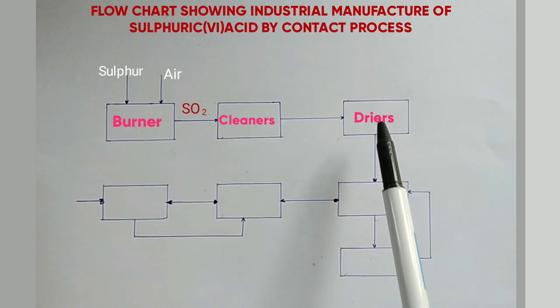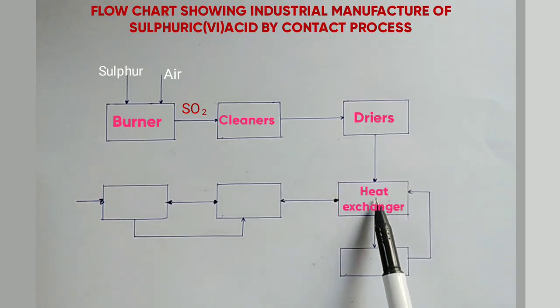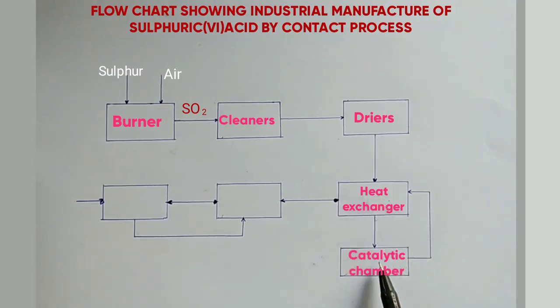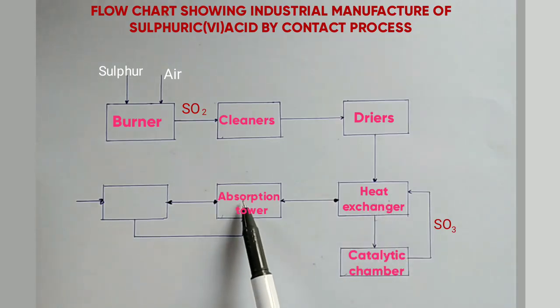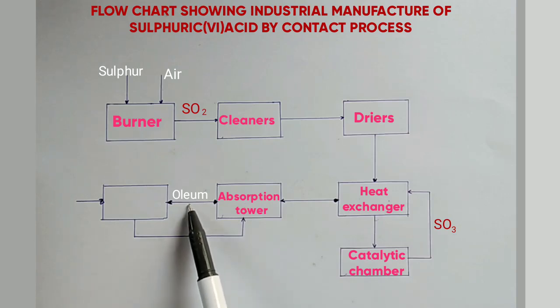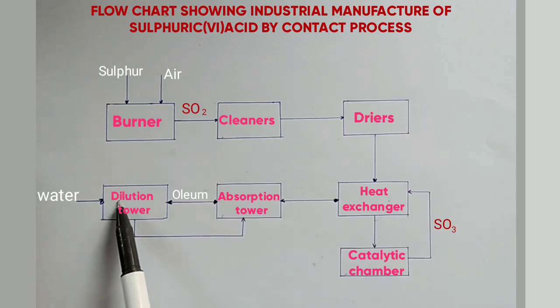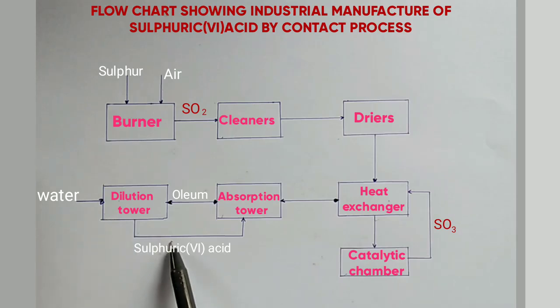Then from there, it is pumped to the heat exchanger, where the mixture is preheated to attain a suitable reaction temperature. Then to the catalytic chamber, where sulfur dioxide is oxidized to sulfur trioxide, which is pumped back to the heat exchanger for cooling. Then from the heat exchanger, it is taken to the absorption tower, where it is absorbed by sulfuric acid to form oleum. Then oleum is diluted in water in the dilution tower to form concentrated sulfuric acid, which is pumped back to the dilution.